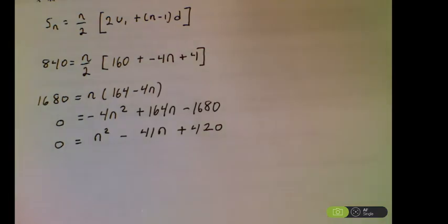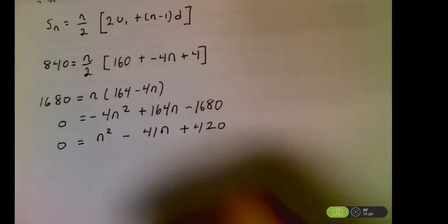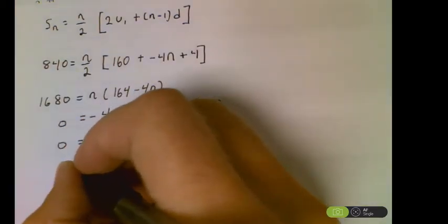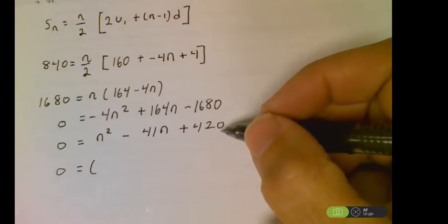for my third term. From here, it's just a matter of what method you want to use to solve. You can try the quadratic formula, you can try factoring, whatever works best for you. In this case, it looks like our two factors are going to be 20 and 21. I'm just looking for those two numbers that multiply to be positive 420 and add to be negative 41. So (n minus 20)(n minus 21).